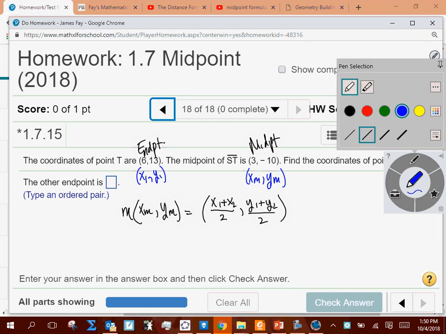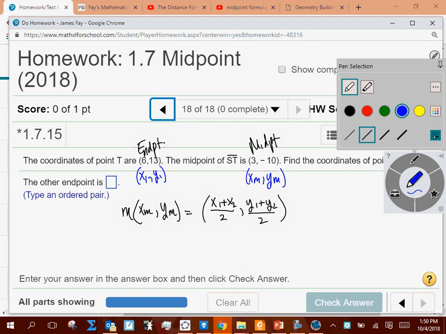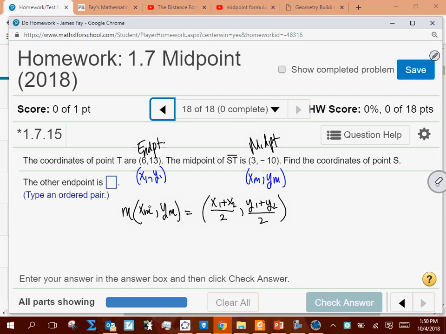From the information that's provided in the problem. My tablet keeps freezing on me. Let's see here. All right. X sub m, I know that to be 3, right? Y sub m, I know that to be negative 10, correct? So I'm going to replace those things here. I'll take x sub m, and I'll put 3 right here. I'll take y sub m, I'll put negative 10 right there.